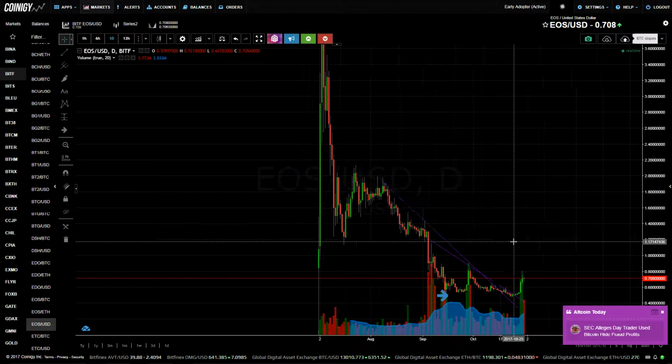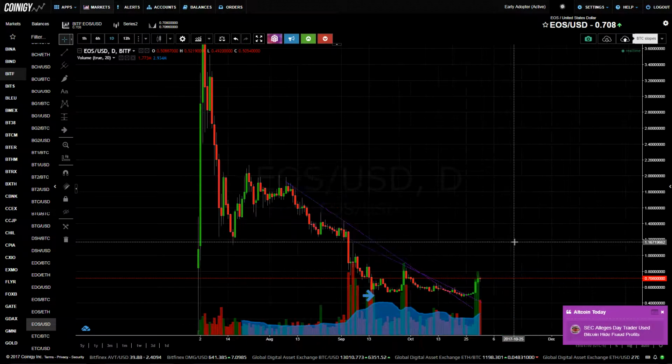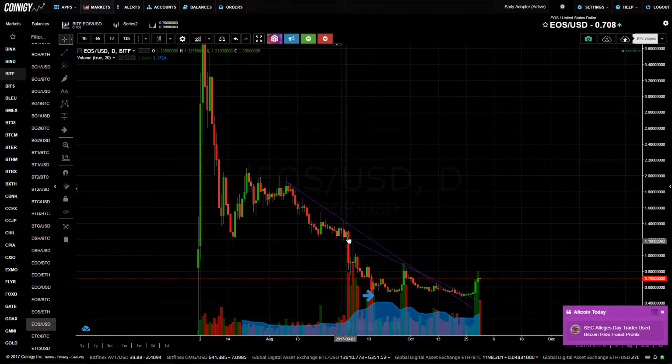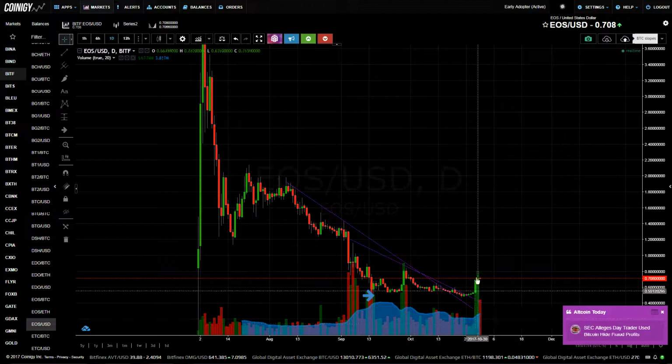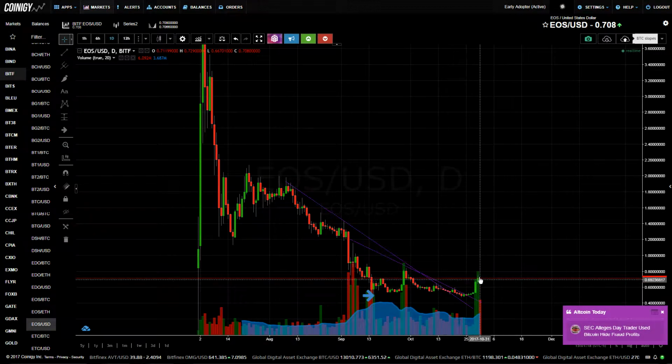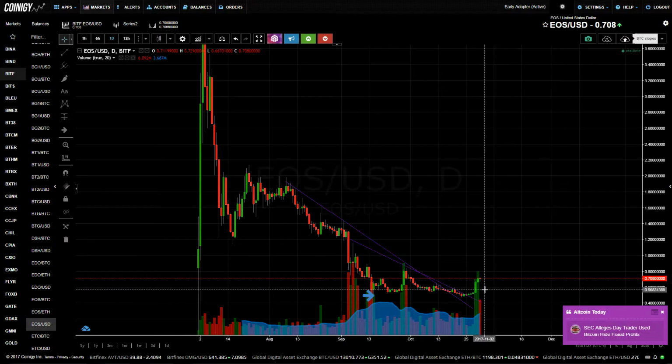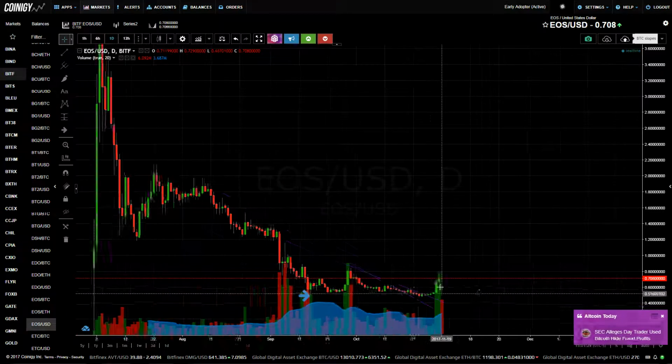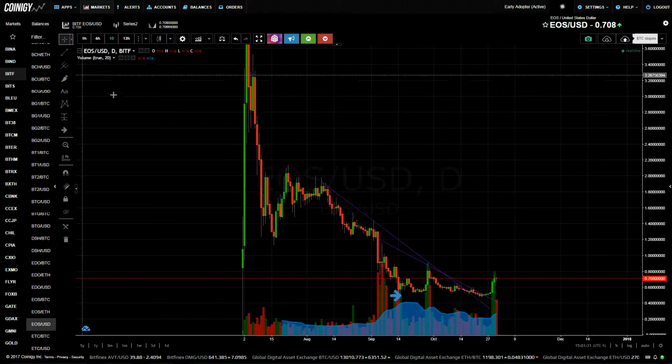So EOS, I don't know what that's about, but tons of volume on this fall. Lots of volume here, but they didn't win out. That's called a hammer. That's pretty bullish, so we might see 70 cents. I wouldn't buy it at 70 cents. I'd wait for it to retrace some. Who knows if it will. Anyway, that's EOS. What was the other one that you said?